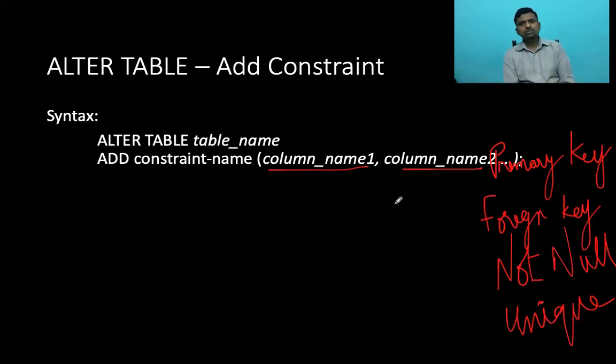At a time, you can give a constraint for more than one column, but make sure that primary key is only one column. You cannot have two primary keys in a table. Got it? Okay. Now let me give an example.